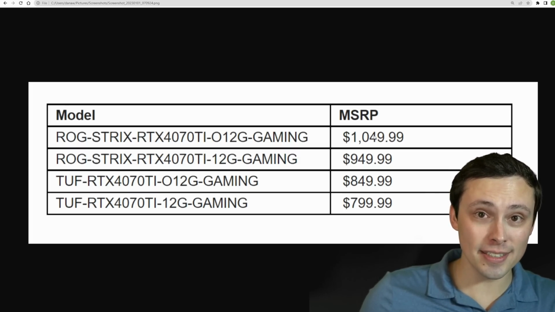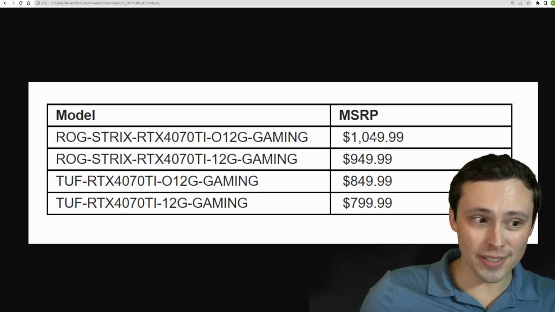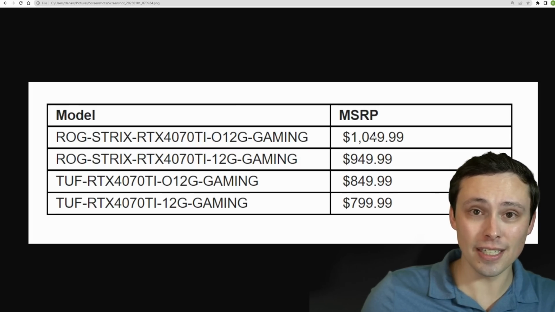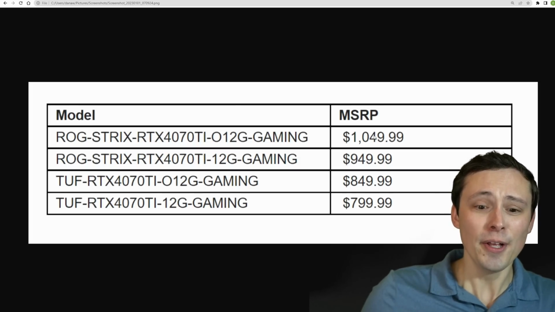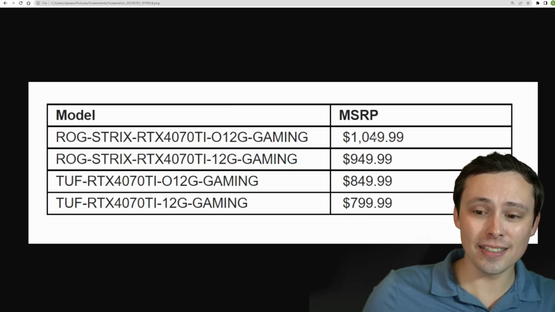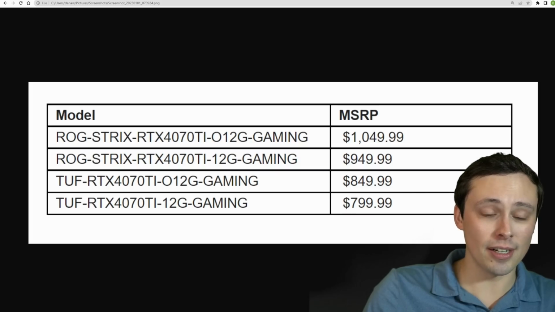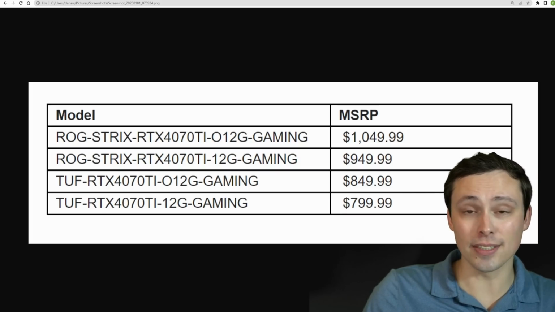Normally, we would like to see this type of performance coming in at, well, a 70 Ti pricing. Last generation was $600. And keep in mind that the 3070 Ti was criticized for being overpriced at $600. So this is still feeling bad, but it's at least a little bit better than what we've seen on offer from the rest of the series so far.